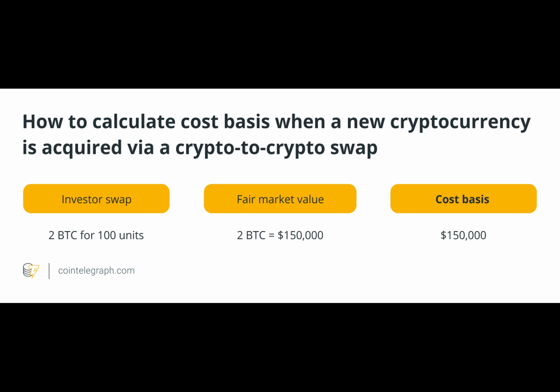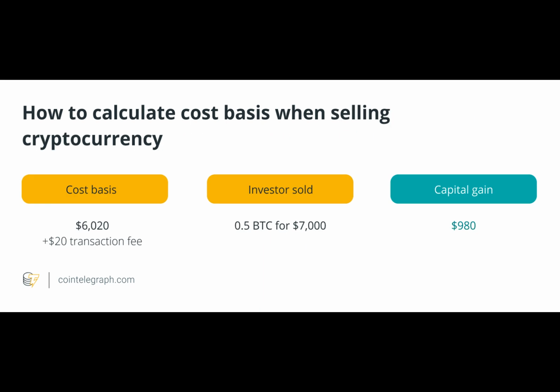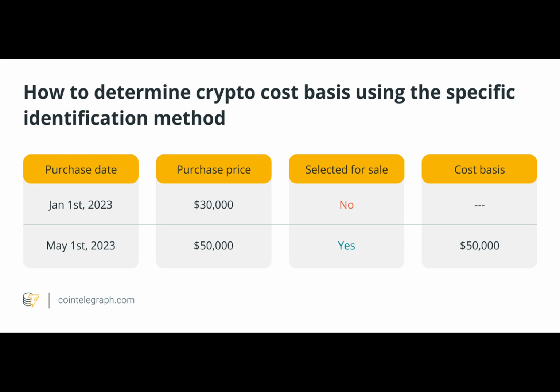And in the context of cryptocurrencies, cost basis refers to the initial outlay paid for digital assets. And so it's an important consideration when calculating capital gains or losses from sale or disposal of cryptocurrencies. The capital gains or losses on an investor's crypto sale are calculated as the selling price minus the cost basis.